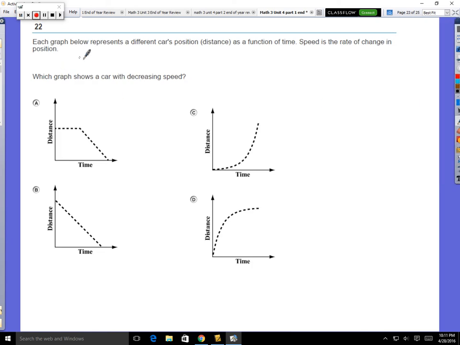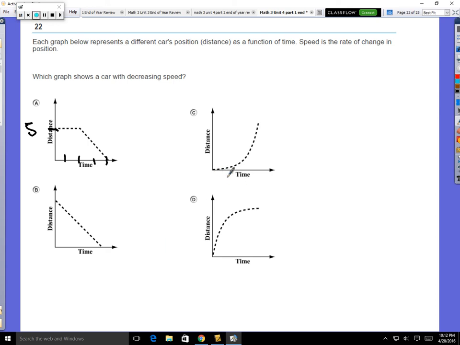Each graph represents a car's position compared to time. So distance, say this is like 5 miles, time 1 hour, 2 hours. So between 1 and 2, the car did not move at all. So the car is not even moving, it's staying still, it stopped. And then the car gets closer and closer and closer. So 5, 4, 3, 2, 1. At time 6 hours or whatever, the car is 0. It's back home. Okay?